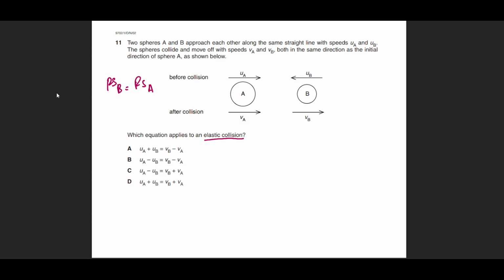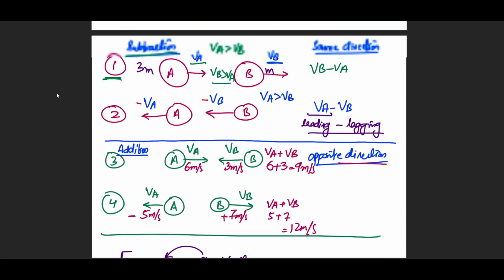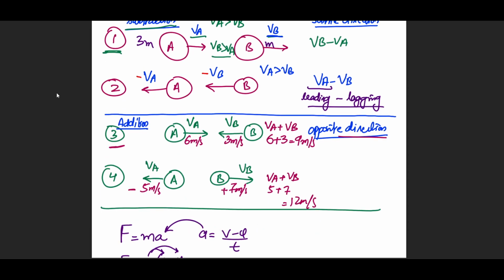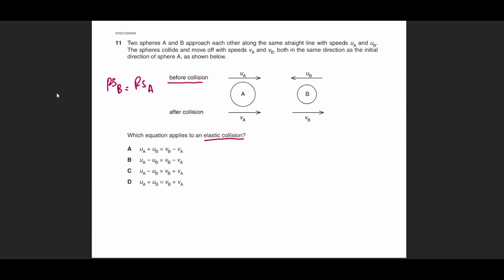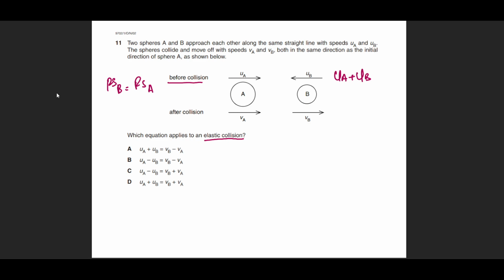Now, since initially the objects are moving towards each other, we know from the relative speed rule that if the objects are moving towards each other, I simply have to add them. This is case number 3. I simply have to add their velocities together. So in this case, before the collision, it should be UA plus UB. Again, I remind you that this is moving towards the left side, the negative sign. It will not be involved in the calculations. It only helps us visualize where this is going so that we can figure out whether they're moving in the same direction or opposite direction.